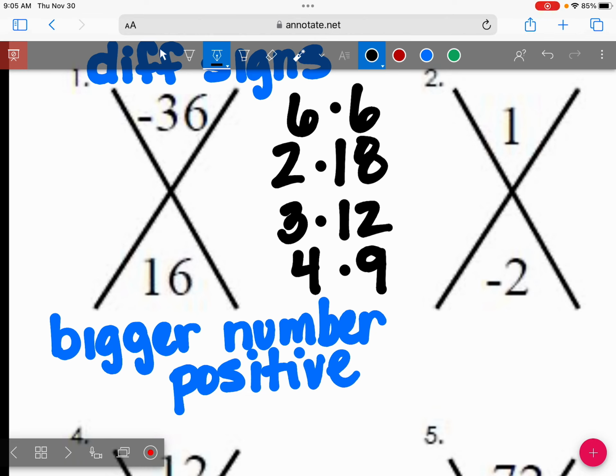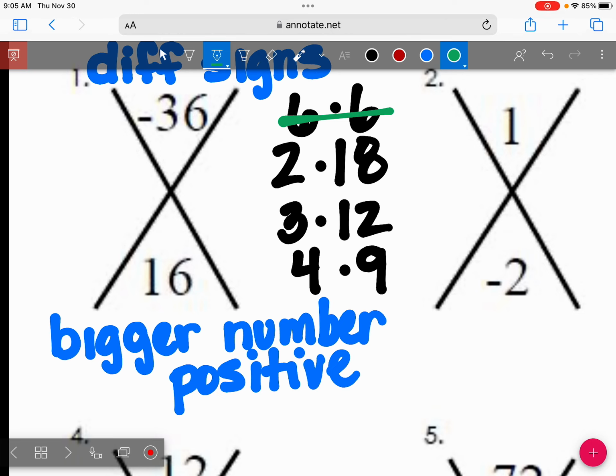Okay, so whenever this number is negative at the top, that means I'm looking at the difference between these numbers. I need the difference to be 16. So if you take 6 minus 6, do you get 16? All right, I'm crossing that out. What about 18 minus 2? Is 18 minus 2 16?